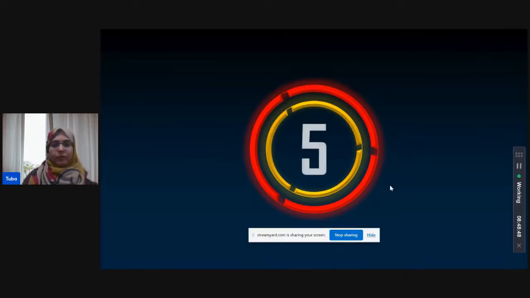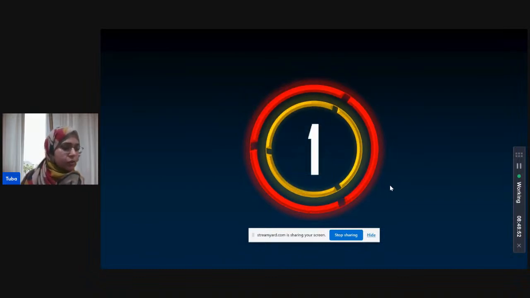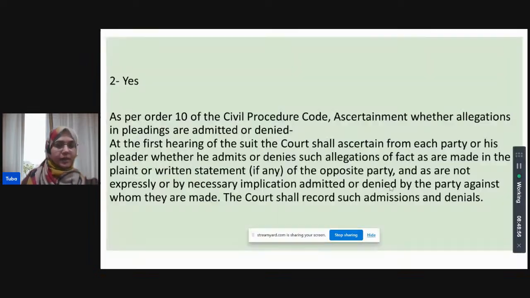All right, I think we have very vehement responses on this as well. I'll start the timer right ahead. So Jasmine thinks yes, the court can examine a party at first hearing, and that is correct. Order 10 does allow for it. At the first hearing, the court is allowed to ascertain from each party or the pleaders about the allegations of facts, etc., and thus it is allowed to make the examination of the parties.